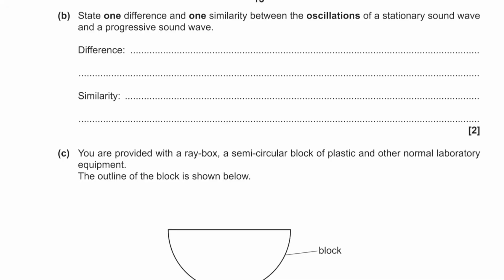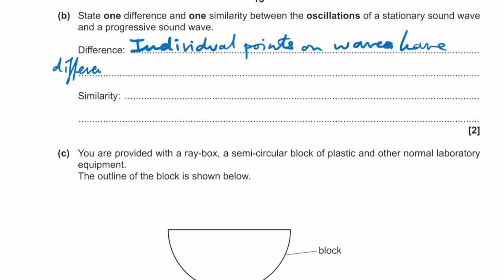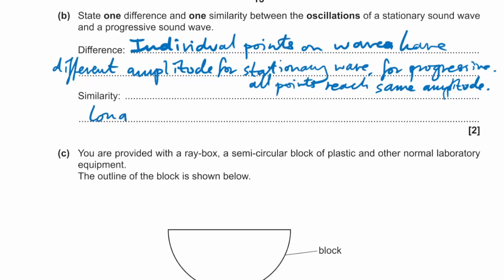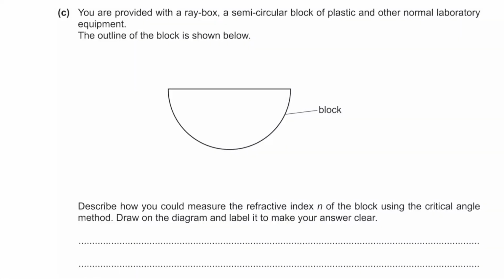State one difference and one similarity between oscillations of a stationary sound wave and a progressive sound wave. The difference: individual points on a stationary wave have different amplitudes, whereas for a progressive wave all points reach the same amplitude. The similarity: I guess they're both longitudinal, both involving displacement of air particles.